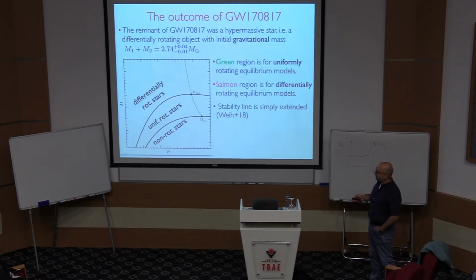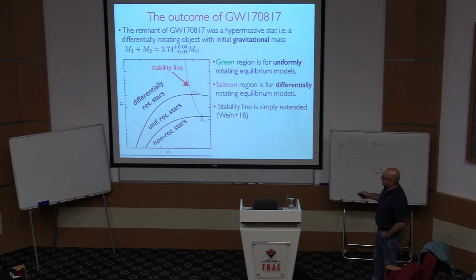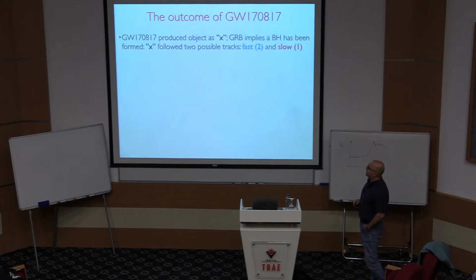There are other solutions which are possible, and these are the differentially rotating stars. These are the stars over here. So any star above this limit, you can build. In fact, a hypermassive neutron star is in this area over here. And you can show that the stability line also continues and goes up in this manner. Okay, so let's see.